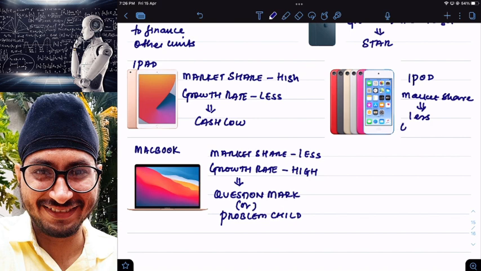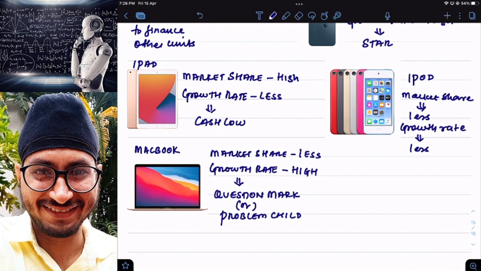And what is the future growth rate, sir? The growth rate, the future of this type of product is also very less. Why? Nowadays we have an inbuilt music system. No one is ready to buy a separate music player when you are already having a music player inside your device, right? So that is why the iPod's market share is also less. On top of that, its growth rate is also less.